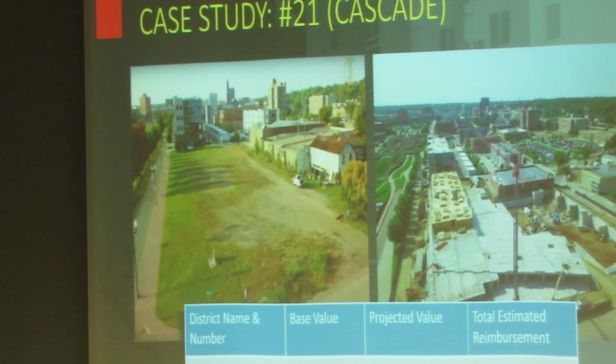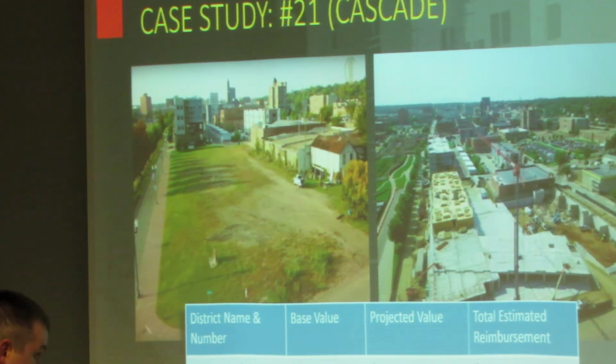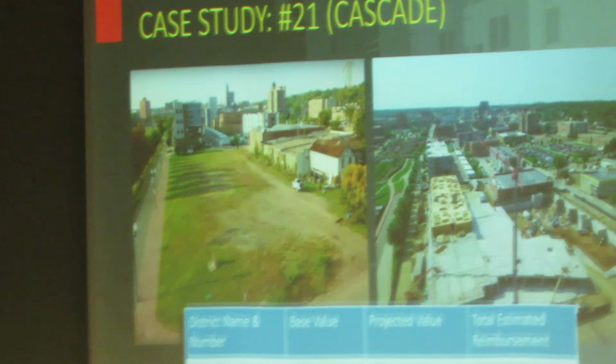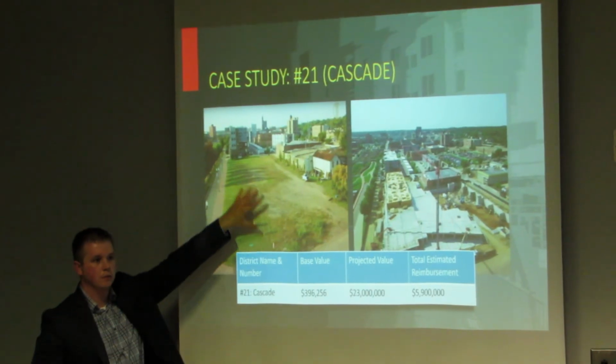So this is an example of the last TIF that we've done in Sioux Falls. So this is TIF 21. Just a little background on this property. The city owned this whole vacant lot here.